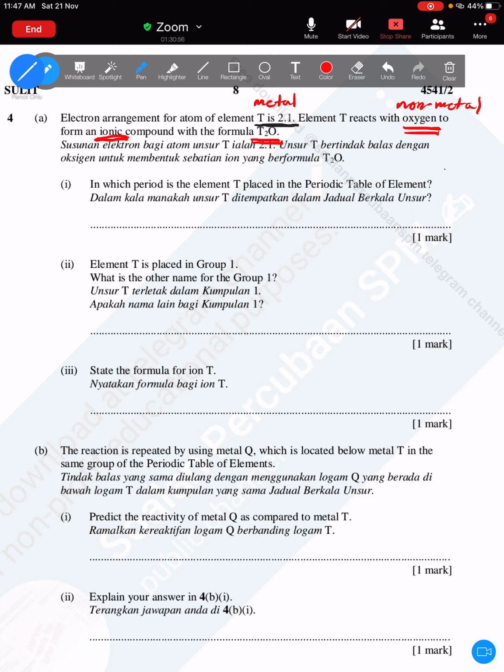Okay, good. In which period is element T placed in the periodic table of elements? Tell me, my dear. It's the second period. Don't say two period. Second period. In Bahasa Melayu, you can say petala kedua. Okay. Next one. Element G is placed in group 1. Of course, because it has one valence electron.